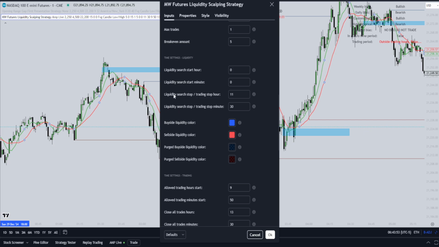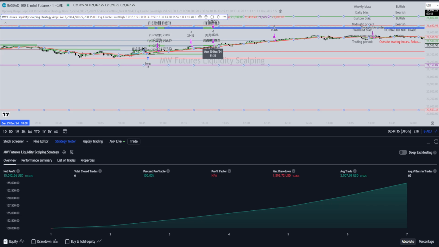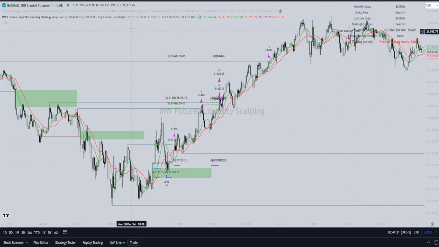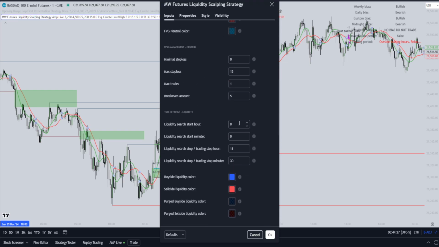So now let's look at the next items, which are liquidity search stop and the trading hour stop, and the same for the minute variant as well. The tooltip says, what hour should we stop looking for liquidity and stop trading? Meaning that with the basic settings, once we go to that trade that we have been using as an example every time, right now we start looking for liquidity at midnight open, and we stop searching for liquidity and stop trading at 11:30.